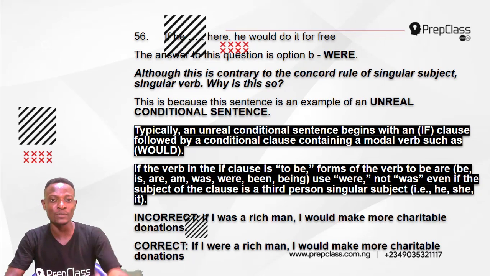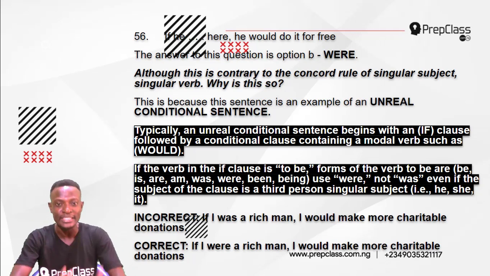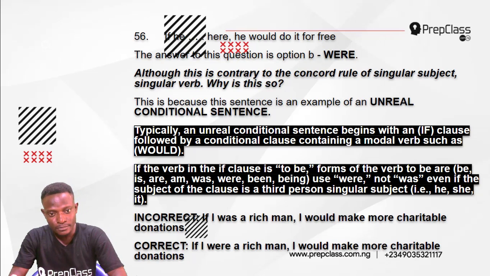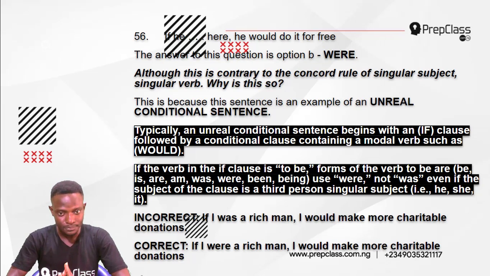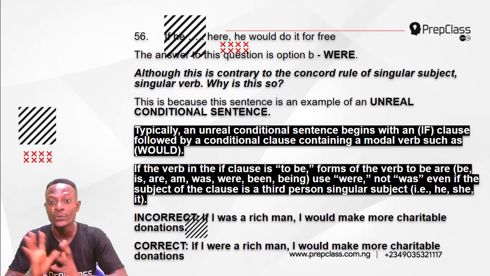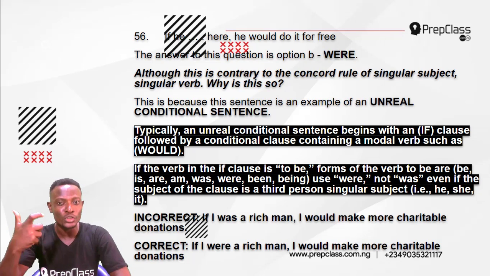Because this sentence is an example of an unreal conditional sentence. So even if we have a singular subject like he, she, or it, we have to use a plural verb, were. For example, if I was a rich man, I would make more charitable donations. That is wrong. What it's supposed to be is, if I were a rich man, I would make more charitable donations. All of these are examples of unreal conditional sentences.